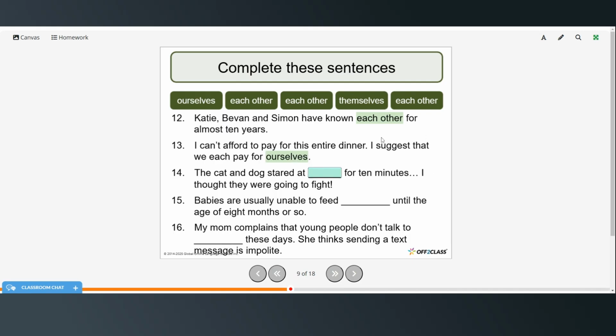The cat and dog stared at each other for 10 minutes. I thought they were going to fight. Babies are usually unable to feed themselves until the age of 8 months or so. My mom complains that young people don't talk to each other these days. She thinks sending a text message is impolite.